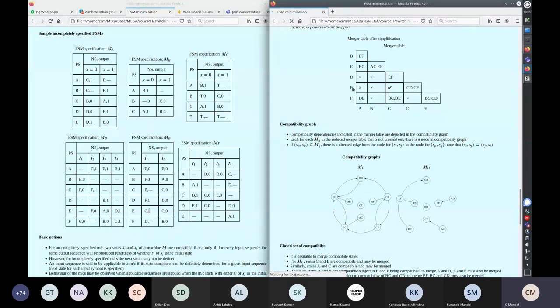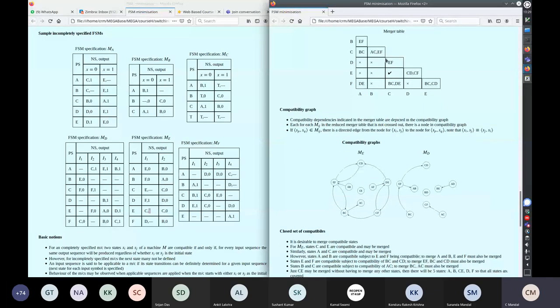If you see E and F, it depends on BC and CD. So this depends on CD. It also depends on BC. So can you draw the compatibility graph from the Marchett table, all of you, in your notebooks? Just do it now.